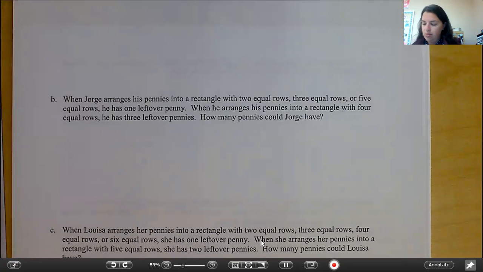Okay, when you're done with that, we're going to move over to part B. When Jorge arranges his pennies into a rectangle with 2 equal rows, 3 equal rows, or 5 equal rows, he has 1 leftover penny. When he arranges his pennies into a rectangle with 4 equal rows, he has 3 leftover pennies. How many pennies could Jorge have? So again, work on part B.